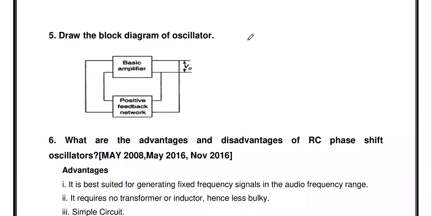Then the next question: draw the block diagram of oscillator. This is also one of the university questions. The oscillator is constructed with one basic amplifier with some positive feedback network. This is the block diagram of oscillator. For an oscillator, we don't give any external input signal. We apply only the DC supply voltage. Using this positive feedback concept, the amplifier produces its own sinusoidal waveform as the output.